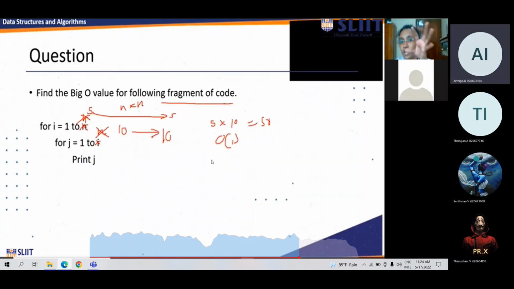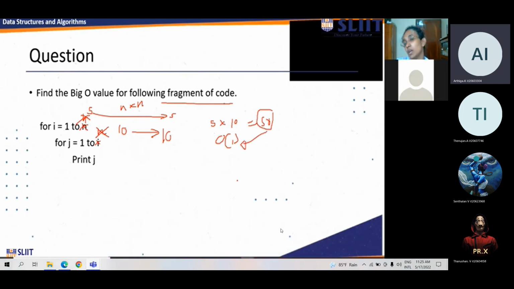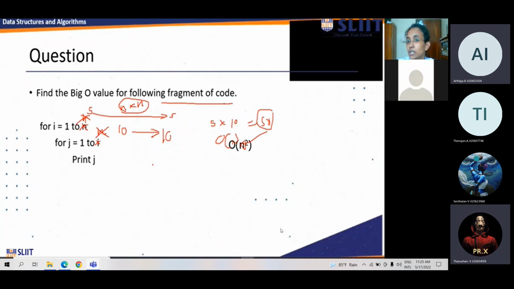Okay, you know the definite value. It doesn't matter what that definite value is. Whatever that definite value is, if it is a constant, then it will be Big O of 1. But if you don't know what the definite value is, it would be like n into n, so that you can write it as n squared.